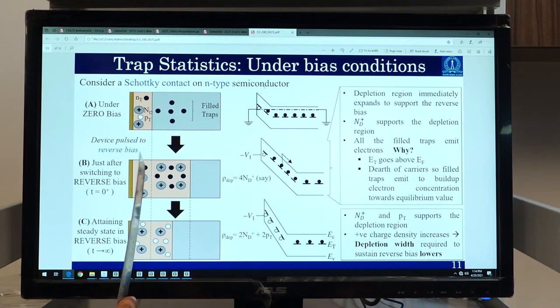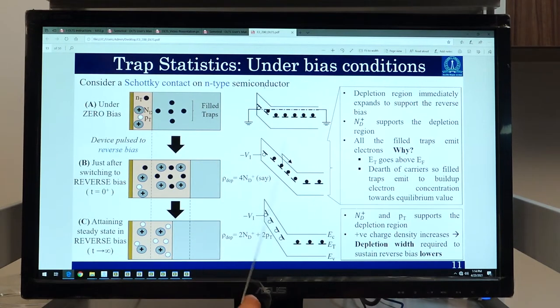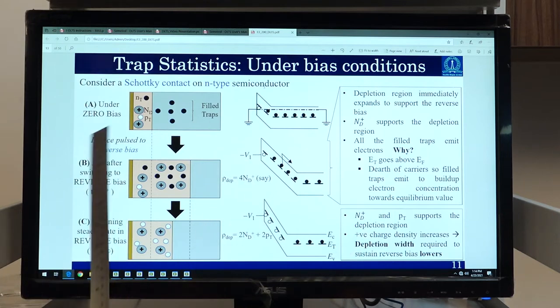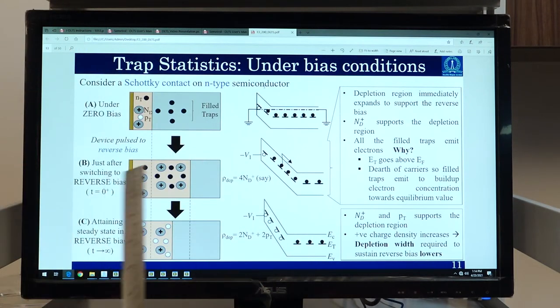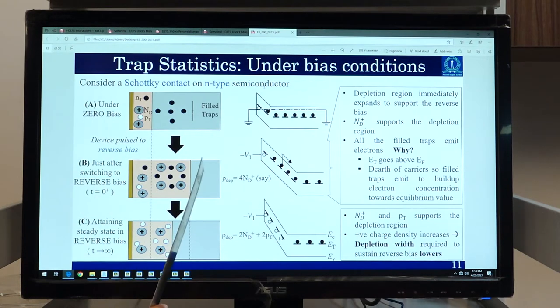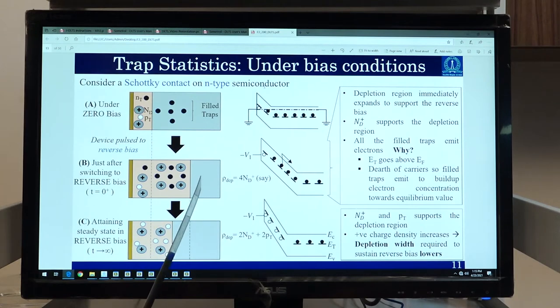First of all, before emitting, we note that the depletion region is extended longer. And now when these electrons are getting emitted from these traps, they are leaving behind positive charges. To sustain this reverse bias, we needed a longer depletion region, but now that these electrons have been emitted, we have a larger number of positive charges left behind, and therefore no more need this long depletion region. So the depletion region will start shrinking as these electrons go out and leave behind positive charges, and we see that the depletion region shifts from point A to point B.